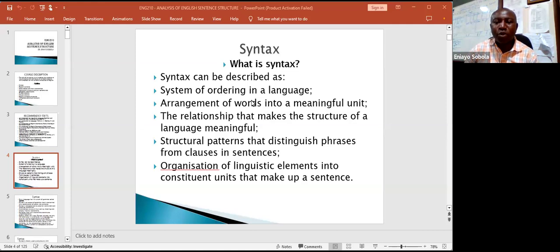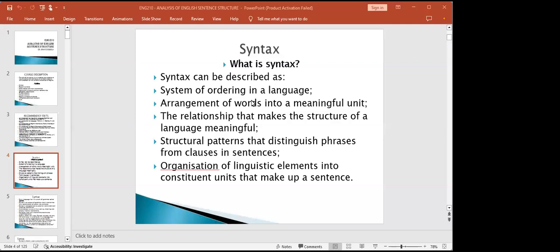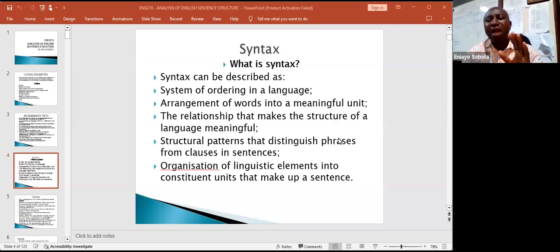You realize that before you think, you combine some sounds to form some words. You combine some words to form phrases, clauses, and sentences. And you do all these unconsciously. And that is why your listener can understand you and also respond through the system of feedback. So if you don't arrange your words in the appropriate order, there will be a problem. That system, the way you arrange your words, is what is known as syntax.